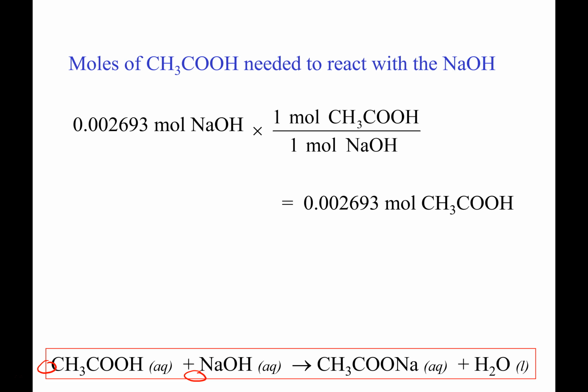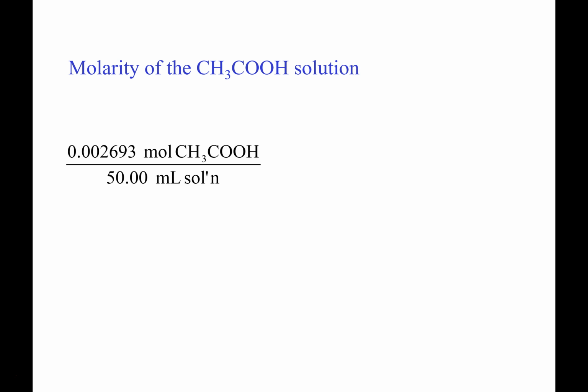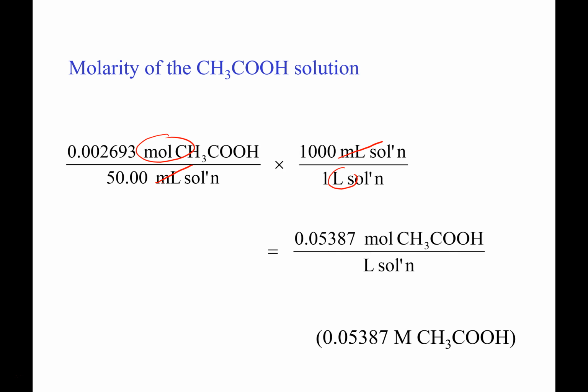And we're almost done. At this point, we've worked a few of these before, where now we have the moles, and if you look back, there was a 50 mil aliquot, right? So to get to molarity, we're going to take these moles and divide by the volume, which was 50.00 milliliters. You guys would tell me to introduce 1,000 milliliters of solution over 1 liter of solution. And then finally that leaves us with the units of molarity, which is moles over liters. You guys would tell me again 4 sig figs. And I get 0.05387 molar CH3COOH.